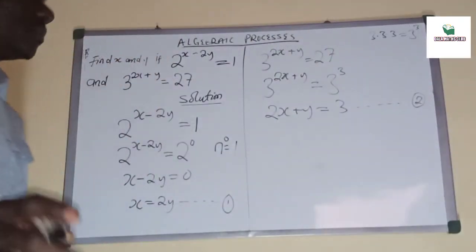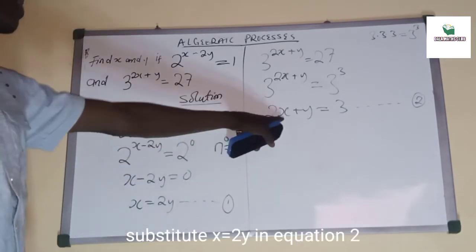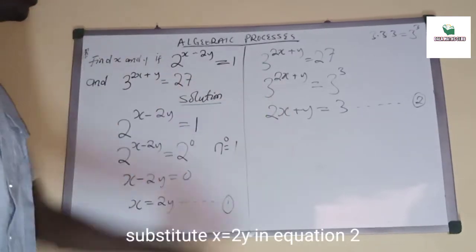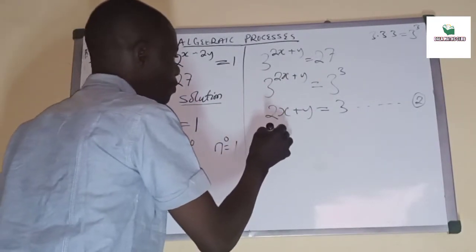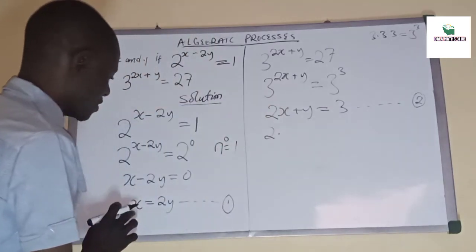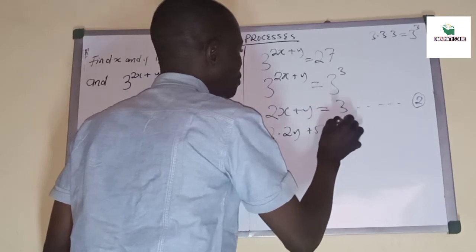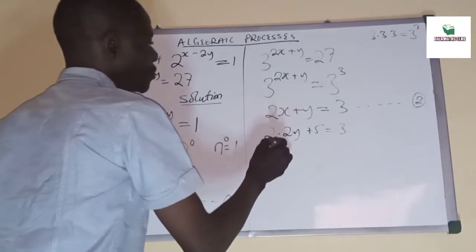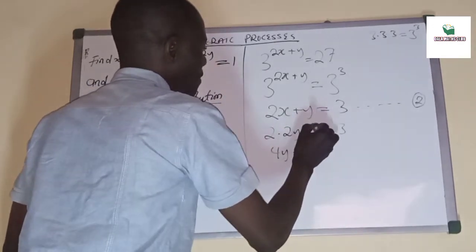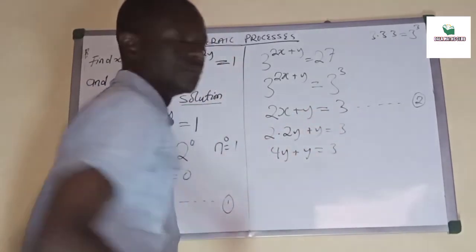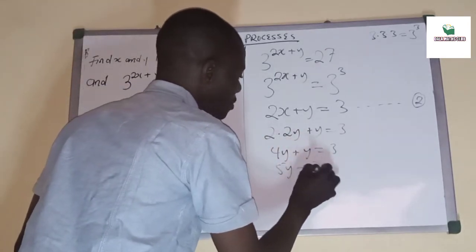In this equation number 2, remember we have in equation number 1 that x is equals to 2y. So wherever we have x, we change this x to 2y, so that we can calculate our y. So now we have 2 times x, and x is 2y, so we say 2 times 2y plus y is equals to 3. From here, 2 times 2 will give us 4, so we have 4y plus y is equals to 3. Now 4 plus 1, we have 5y is equals to 3.